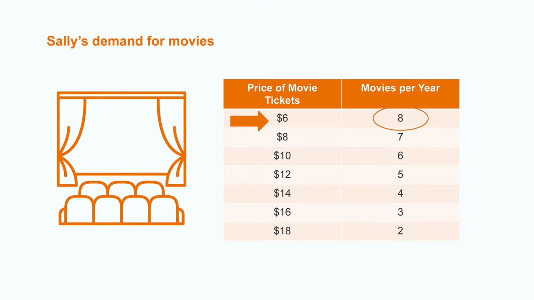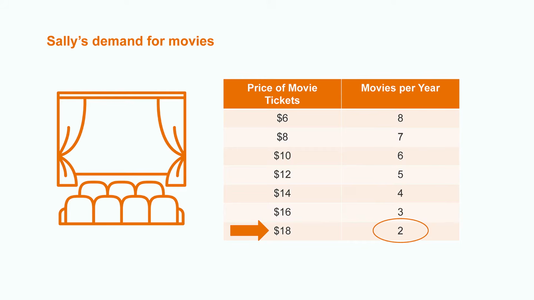If tickets are cheaper, she's going to be willing to go see more movies. Say the price of movie tickets are $6 per movie, then she would be willing to see 8 movies per year. But if tickets are really expensive, say they're $18, then she's only going to choose to see the best movies of the year, the blockbusters. She's not going to be able to afford to see the smaller movies. So she's only going to go see 2 movies per year.